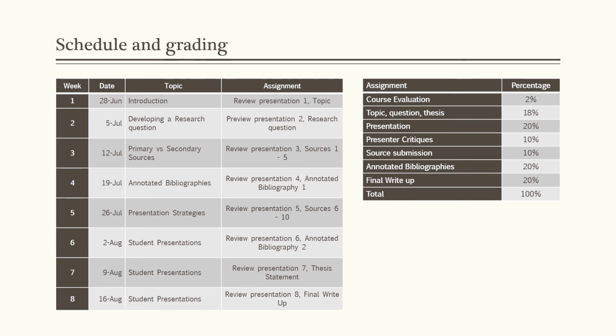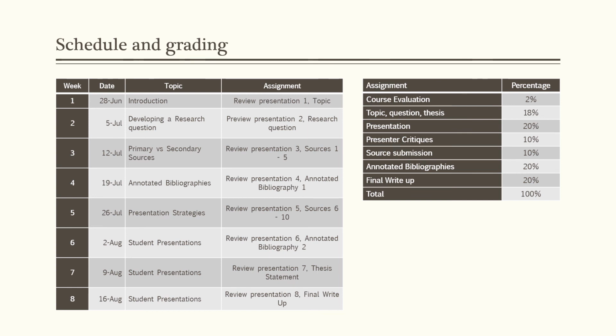So let's look at how you're graded. You're going to have a course evaluation at the end of the course, and I'm just going to ask you to fill that out, and you'll get 2 percentage points. Your topic, question, and thesis are going to be worth 18% of your grade, and your syllabus explains these in more detail. You're going to do 1 presentation, and that will be worth 20% of your grade. You're going to be reviewing other people's presentations. Those are called presenter critiques, and those are worth 10% of your grade.